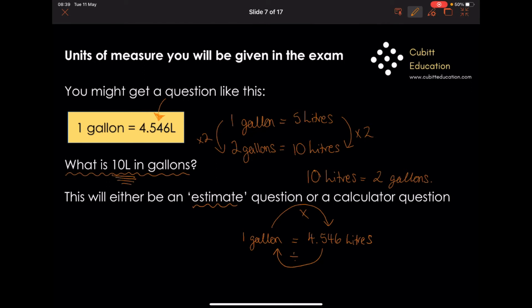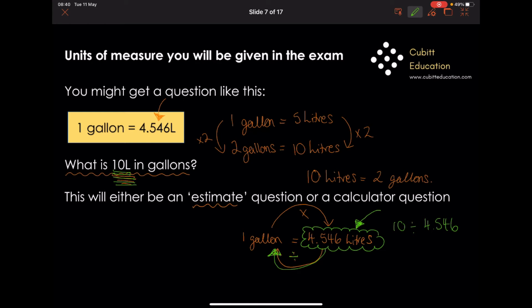10 litres. Okay. That means if I grab a different colour, that we're on this side, we're in litres, remember, 10 litres, that's what they've asked us for. And I want to know what it is in gallons, so I'm going to have to go this way to get to gallons, which means I'm going to have to divide. And remember, we always divide by the conversion. So I'm going to take 10 and I'm going to divide it by 4.546.